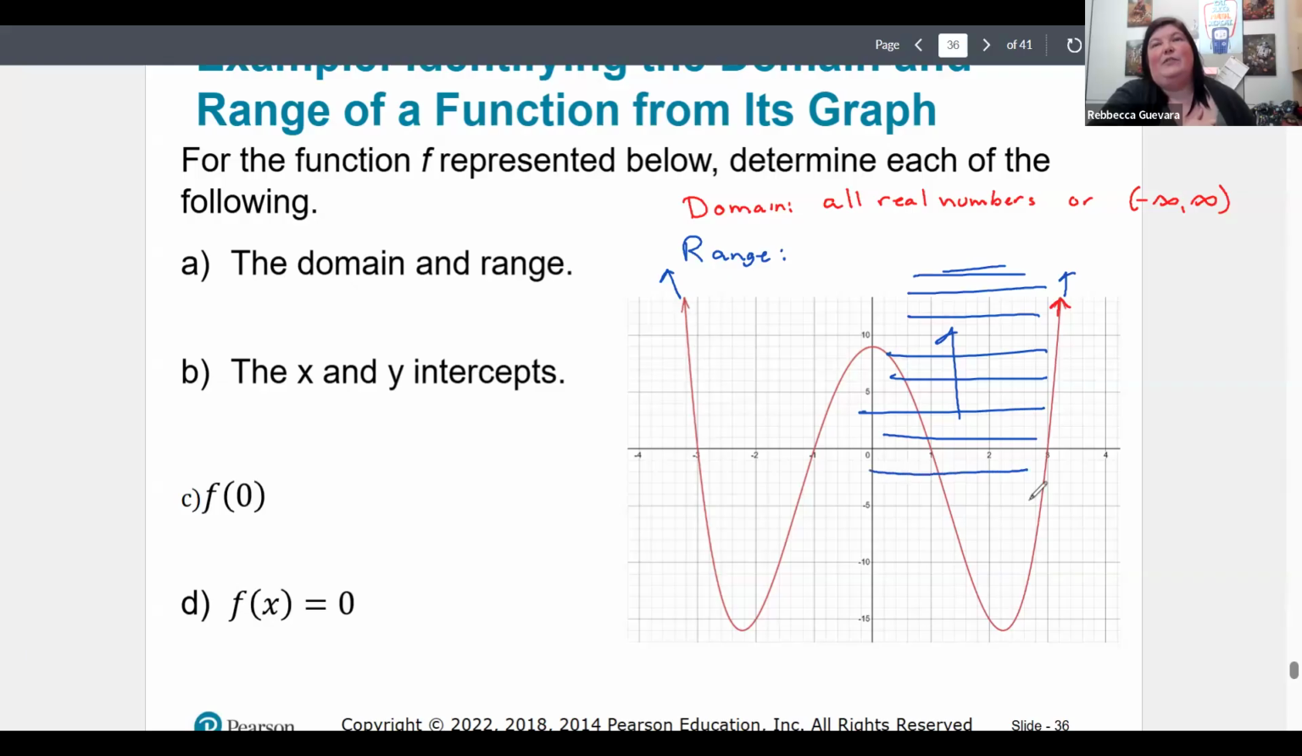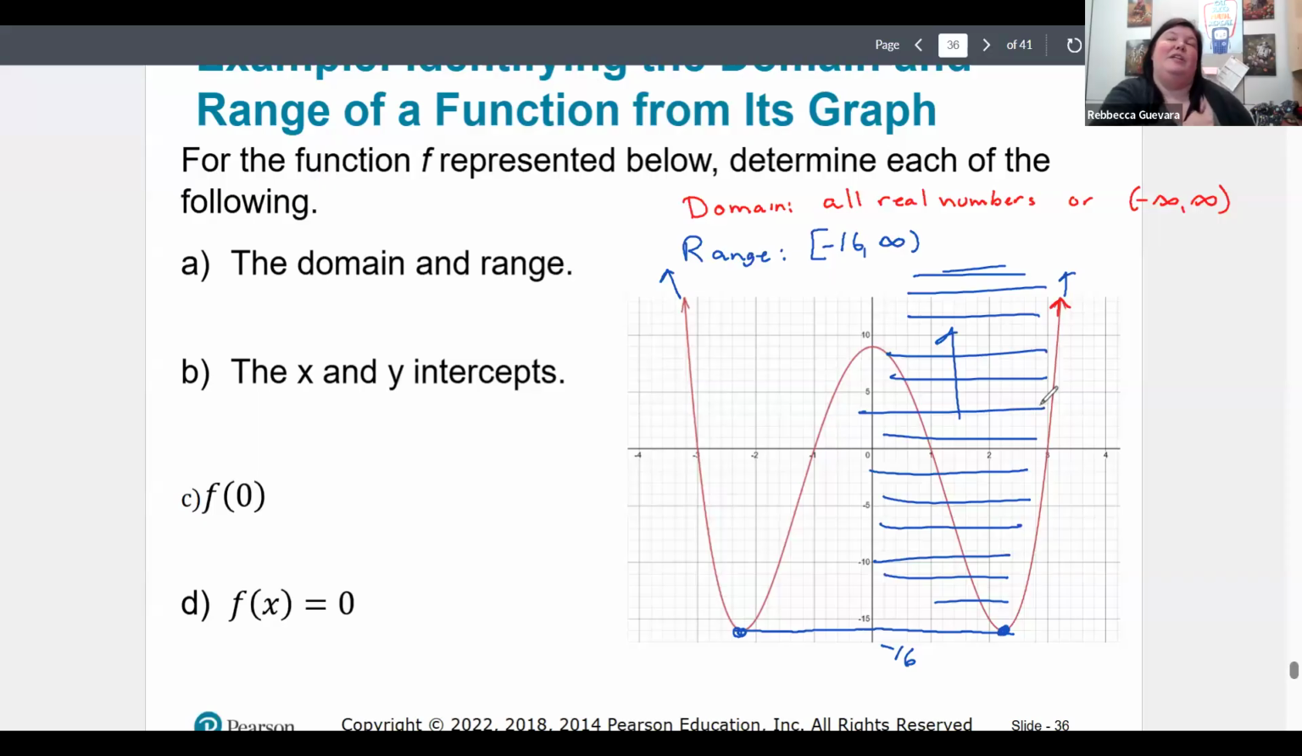However, when we're looking at y values going down, we do hit a point. So it looks like here, my lowest y values are right here at -16. So my range would be -16 is where I start, and I stop at infinity. So remember, infinities are always open points because I can't actually reach them.